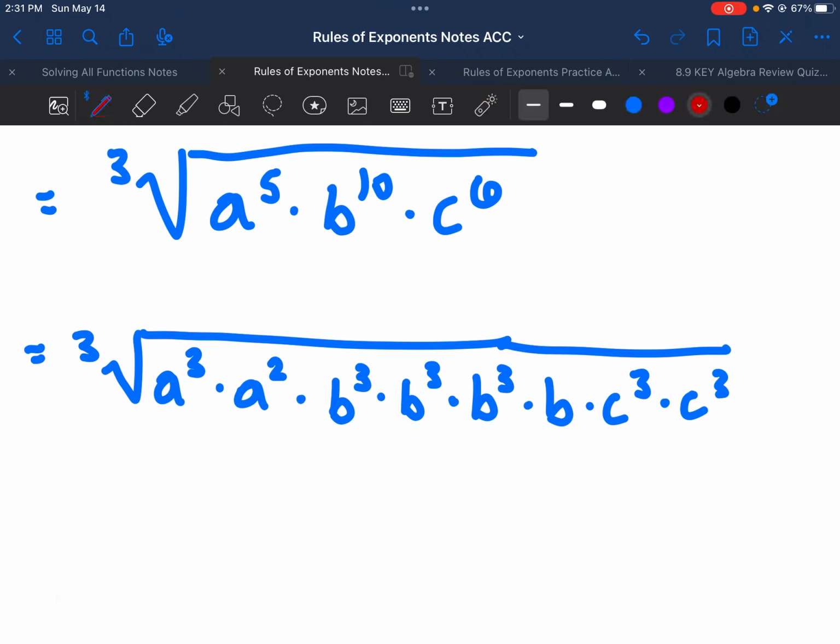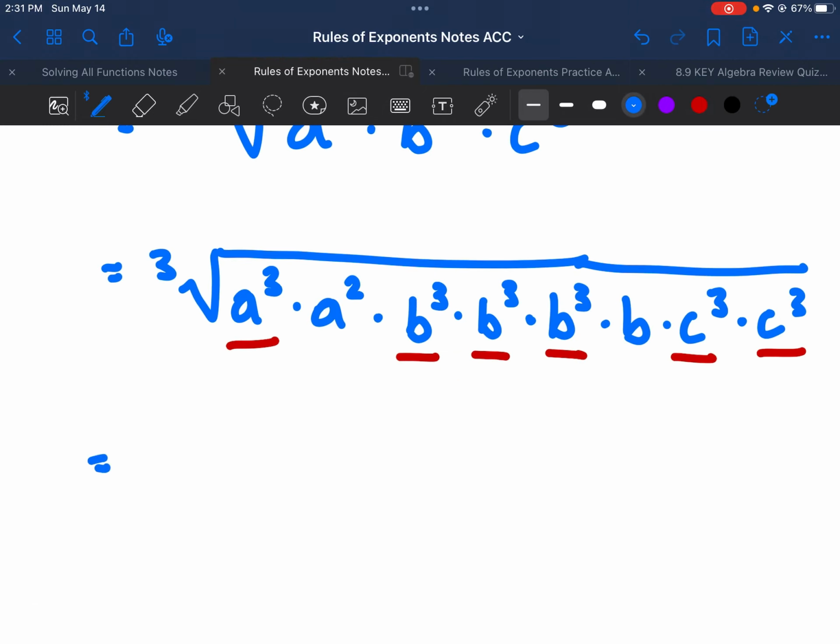So I'm looking at this and saying, okay, well, the cube root of a cubed is just a. So I have a perfect cube right here. A perfect cube, perfect cube, perfect cube, perfect cube, perfect cube. So the cube root of a cubed is just a.